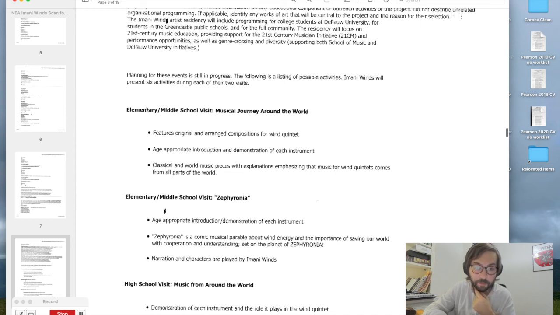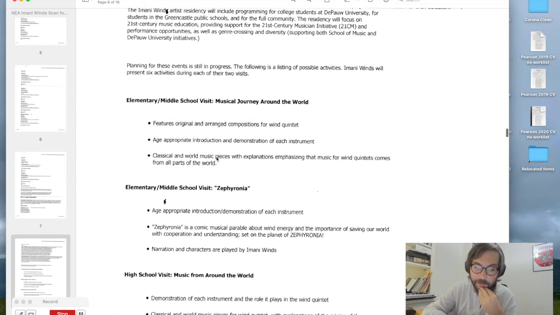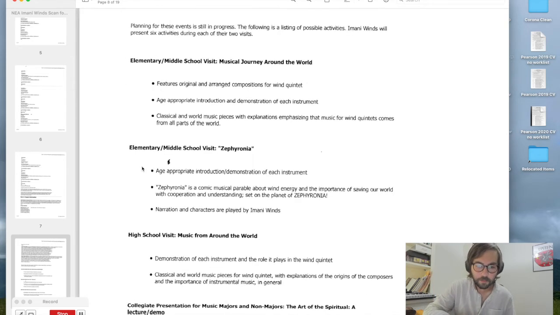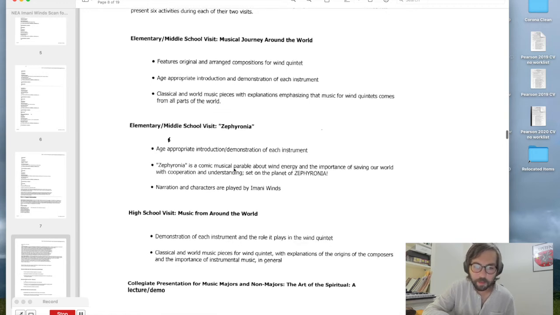So they have the elementary, middle school visit, musical journey around the world. It's got original and arranged composition for wind quintet, age-appropriate introduction and demonstration on each instrument, classical and folk music pieces with explanations emphasizing that music for wind quintets comes from all parts of the world. So really lovely, simple, but you get a real picture of what that looks like. Another visit, Zephyronia. Another demonstration. It's a comic musical parable about wind energy and the importance of saving our world with cooperation and understanding. Set on the planet of Zephyronia.